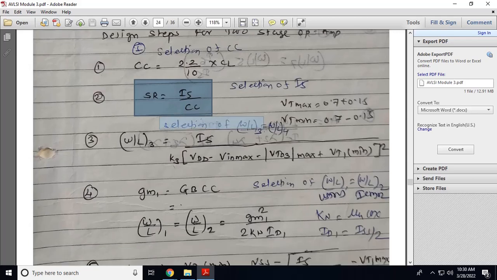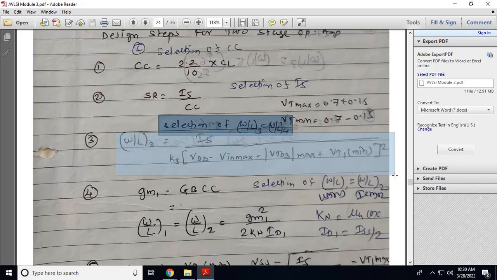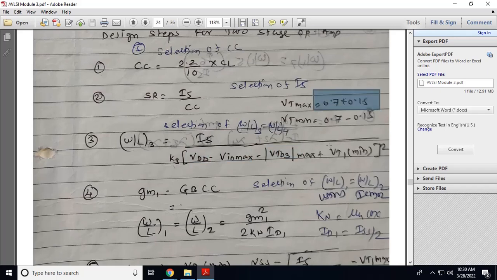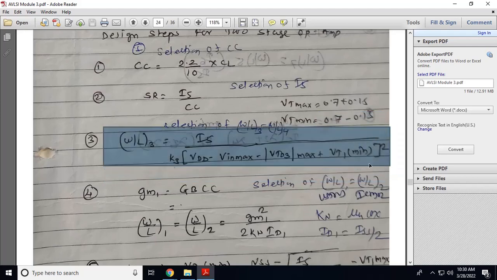Third step, we are going to select the size of 3 and size of 4, the width and length ratio for MOSFET 3 and MOSFET 4. So see this equation. Size of 3 is equal to size of 4 is equal to I5 divided by K3 times (VDD minus Vin max minus VT max plus Vt min) squared. This specification is given in the problem, and this VDD supply is also given in the problem. VT max is 0.7 plus 0.15, and Vt minimum, that is the threshold voltage, is 0.7 minus 0.15. So by using this equation we can calculate the size of 3.